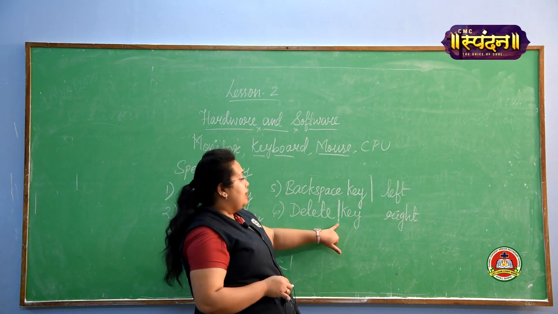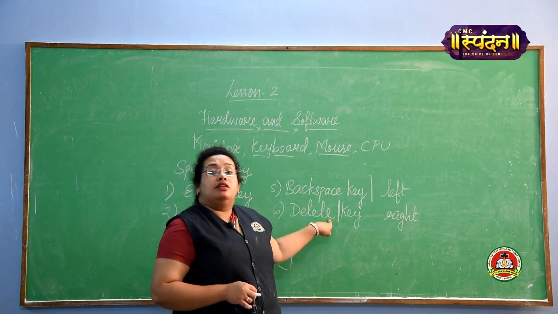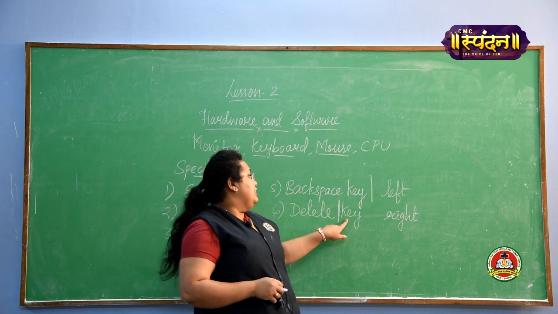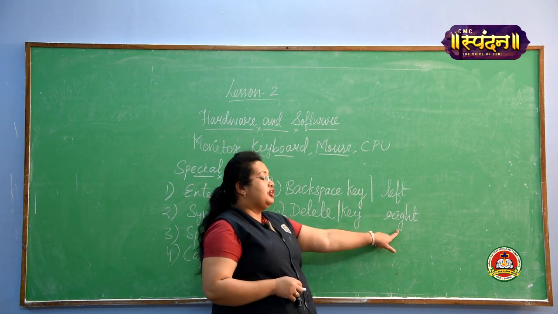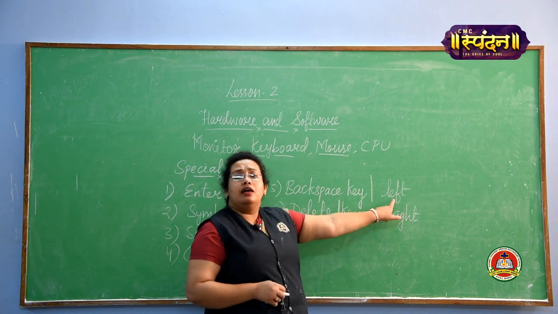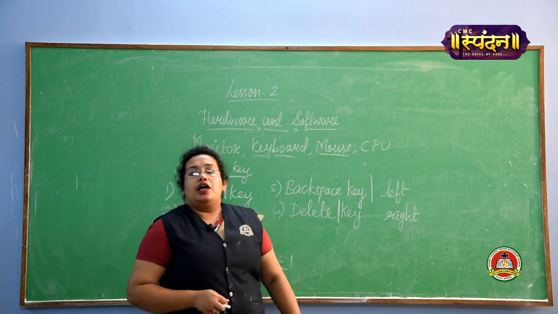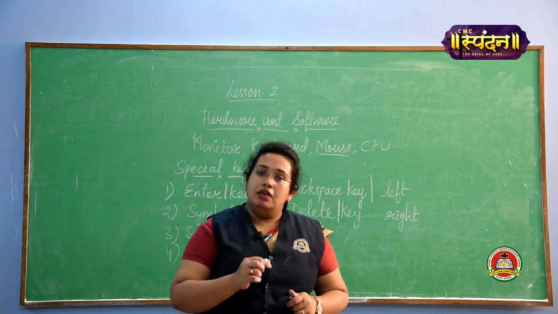If I press the backspace key, then what will happen? This E will be deleted. But if I want to delete K, I have to press the delete key. Delete key will delete from the right side and backspace key will delete from the left side. Both keys are used to erase if we make any mistake while typing.